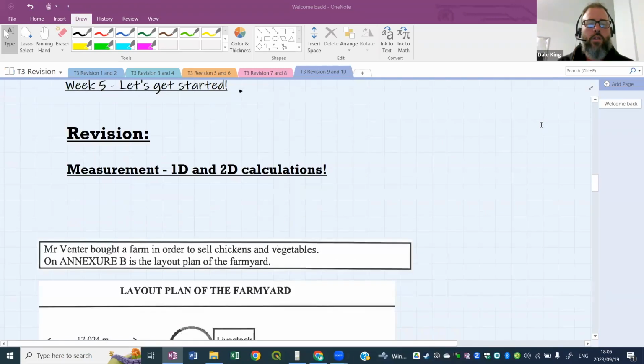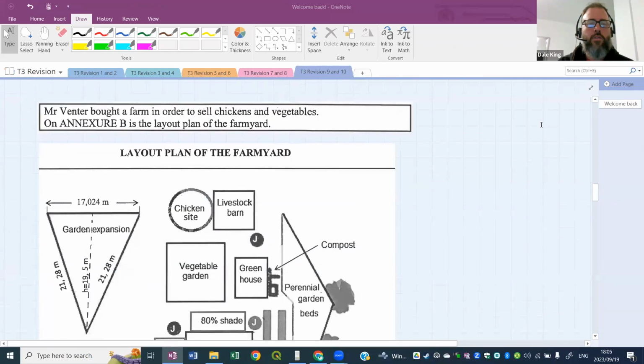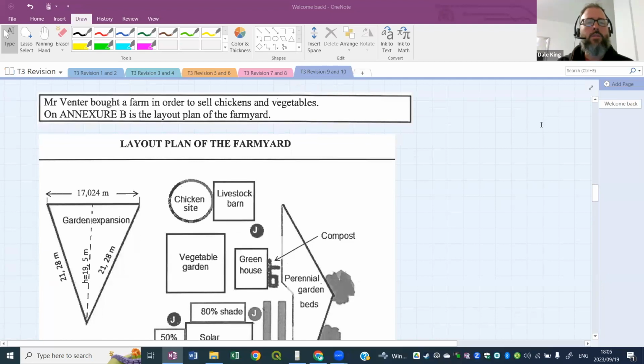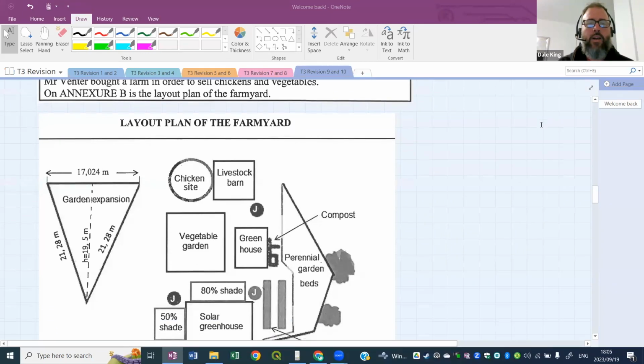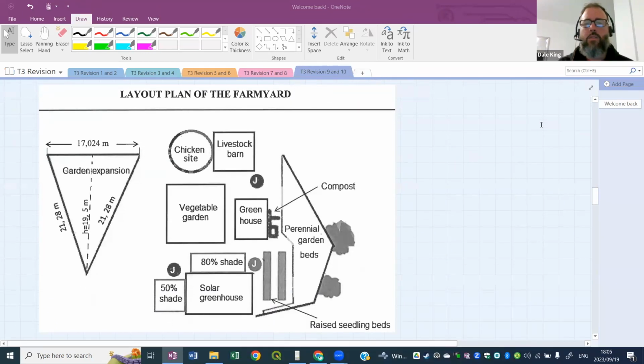Side revision. We're doing 1 and 2D calculations, and here is our first contextual question. It says Mr. Fenter bought a farm, and he's trying to sell chickens and vegetables, and below is the layout plan of the farm. Now, this is not map work. It is measurement.